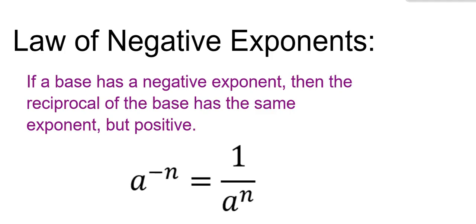So that gives us a brief explanation of this exponent law, which says that if the base has a negative exponent, it means that the base is on the wrong side of the fraction. So remember that a is the same thing as a over 1. So when I say it's on the wrong side of the fraction, it became 1 over a.